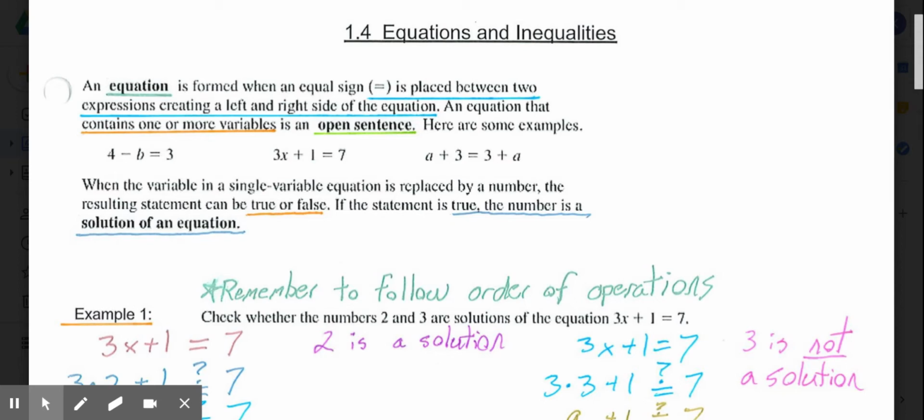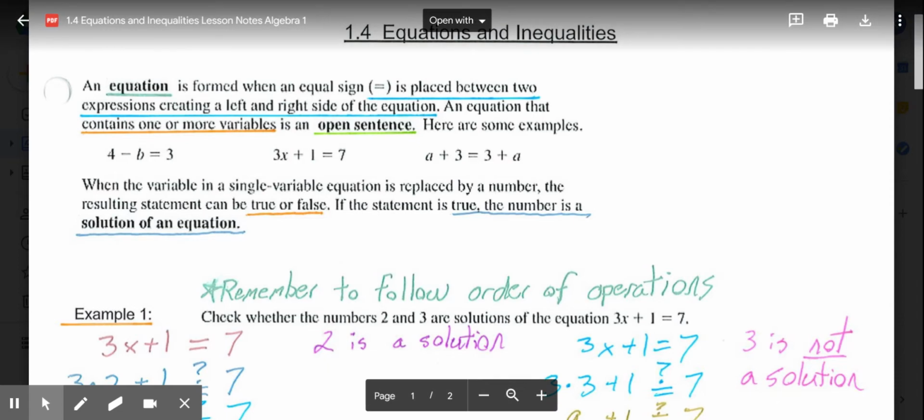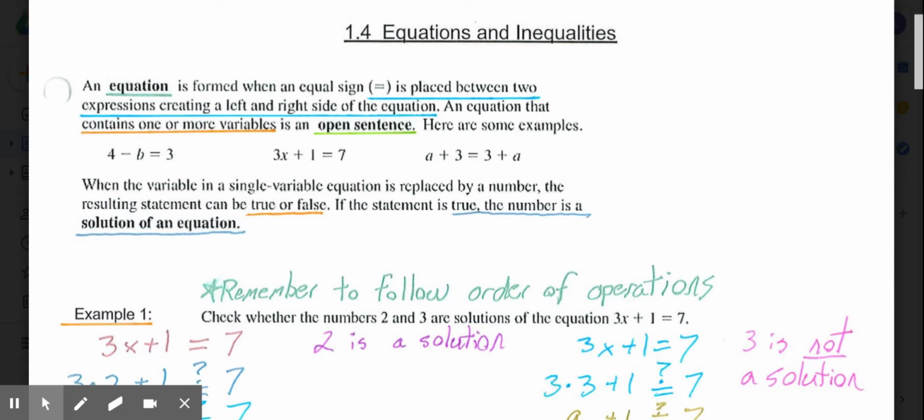So to begin with, we need to define an equation. An equation is formed when an equal sign is placed between two expressions, creating a left and right side of the equation. So it's an equal sign between two expressions. An equation that contains one or more variables is known as an open sentence. So an open sentence has one or more variables.